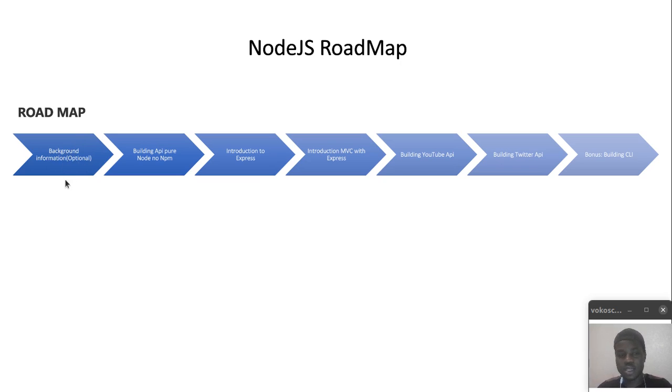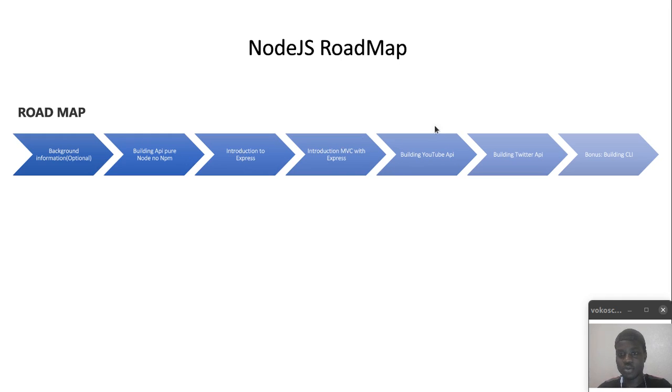The roadmap that we have here is we're gonna be focusing firstly on the background of Node.js. This is optional, sort of like what Node.js is, what V8 is, and thereafter we're gonna be building an API with pure Node.js, no npm package, no yarn, nothing, just pure Node.js. And then thereafter we're gonna be looking at Express. Now we will definitely need some npm packages, and then we're gonna be looking at MVC, model view controllers, with Express.